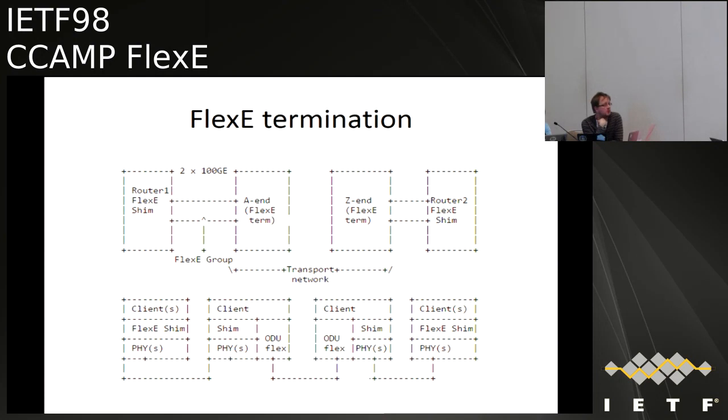But if they are transported independently, how can Z put them back together? It doesn't. No, it stops here. Basically, in this case, it's independent. So I have a FlexE group over here, and somewhere across the network I can have another one. They could be completely different sizes. In other words, I have a FlexE group here. It's unidirectional.